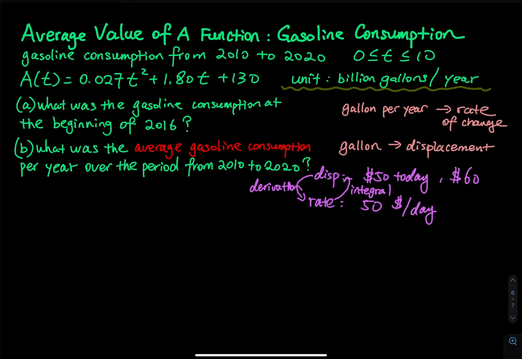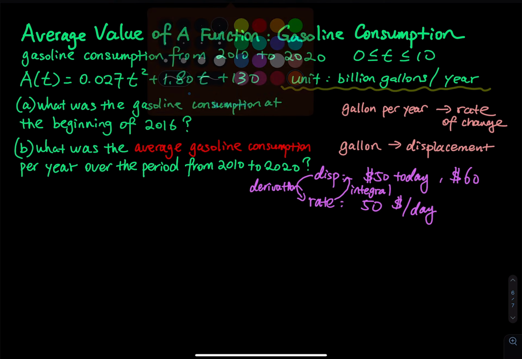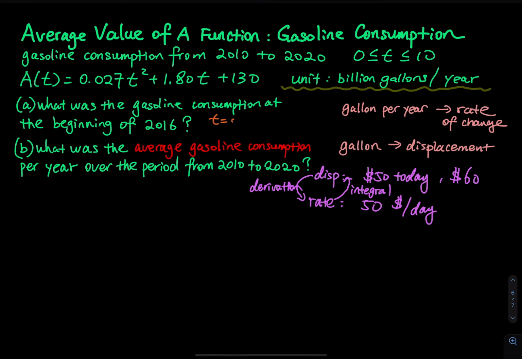The first question is, what was the gasoline consumption at the beginning of 2016? Let's answer this. Let's change to another color. How about orange? When t is equal to 0, that corresponds to 2010, right? So 2016 is 6 years later, then that is t equals 6.